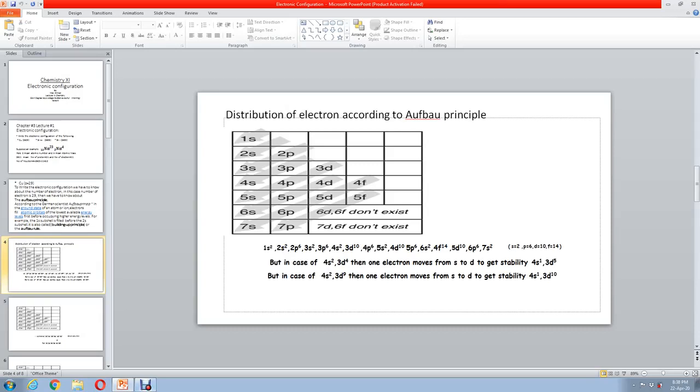But in case of 4s2 3d4, one electron moves from the s to the d orbital to get stability. Then we can write it as 4s1, 3d5. Another case which we have to follow here: in case of 4s2 3d9, one electron moves from the s to the d orbital to get stability, giving 4s1, 3d10.